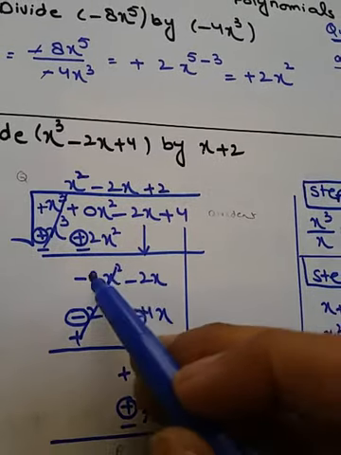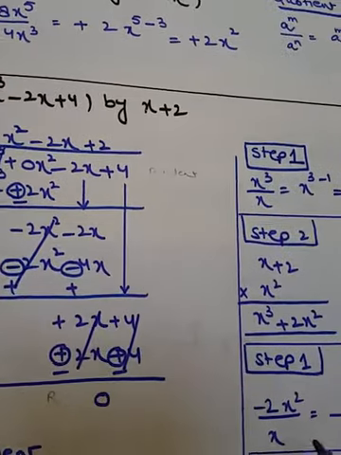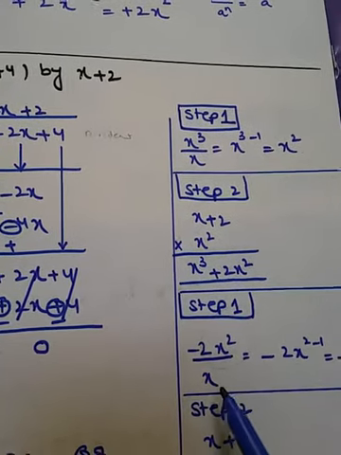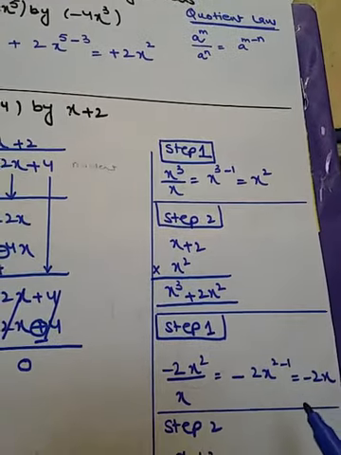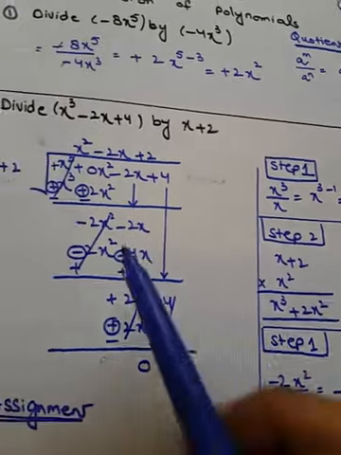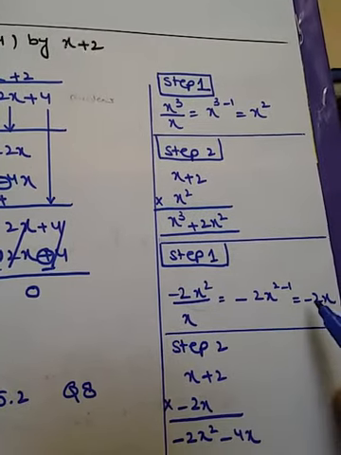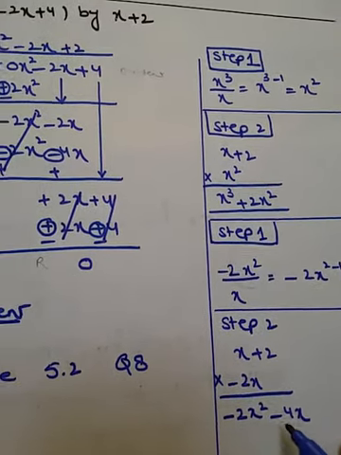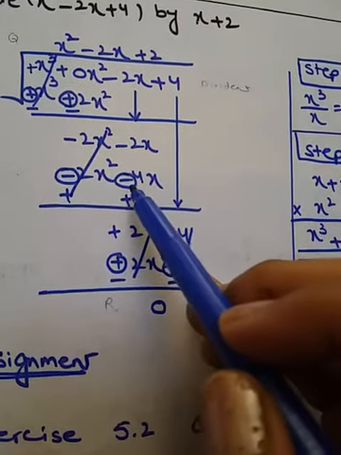Now we will take the first term of this in the first step, divided by the first term of the divisor. Minus 2 as it is, x square divided by x is, by applying the same law, minus 2x, and we will multiply this minus 2x with the divisor in step 2. x plus 2 multiplied by minus 2x gives minus 2x square minus 4x. We will write it here and we will change the signs and you will encircle the previous ones.